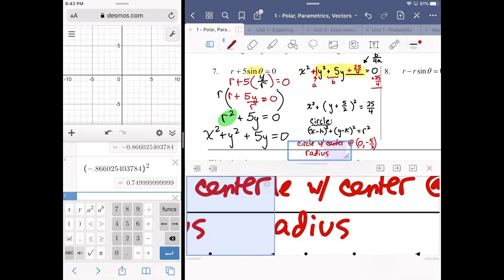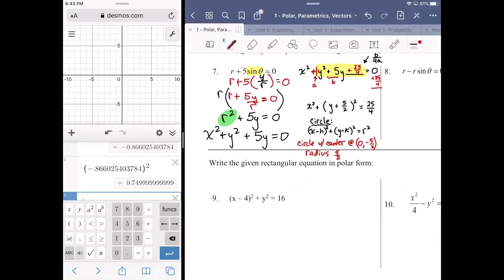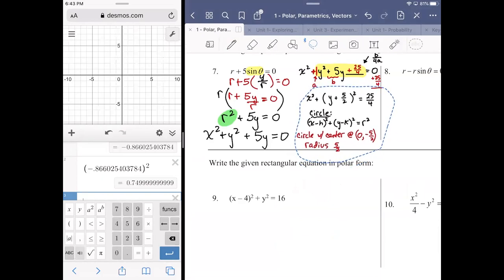And so the radius would be the square root of 25 over 4, which would be 5/2. Now, this is kind of a weird thing to think about. We learned a little while ago, and also last week, that negative r values have meaning. It's just talking about direction. So it is possible that you could have a negative radius.